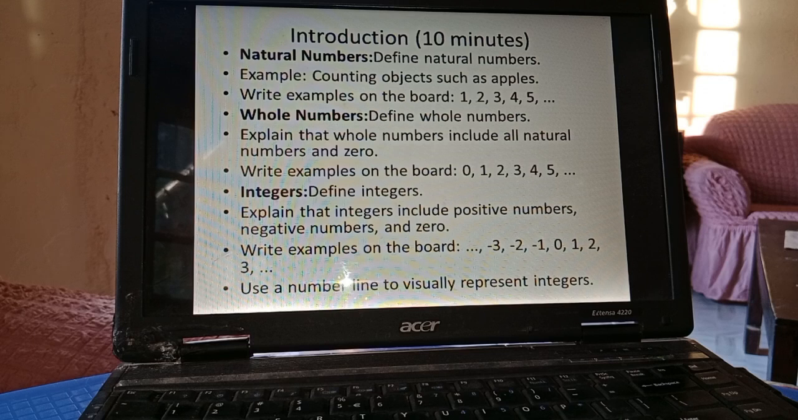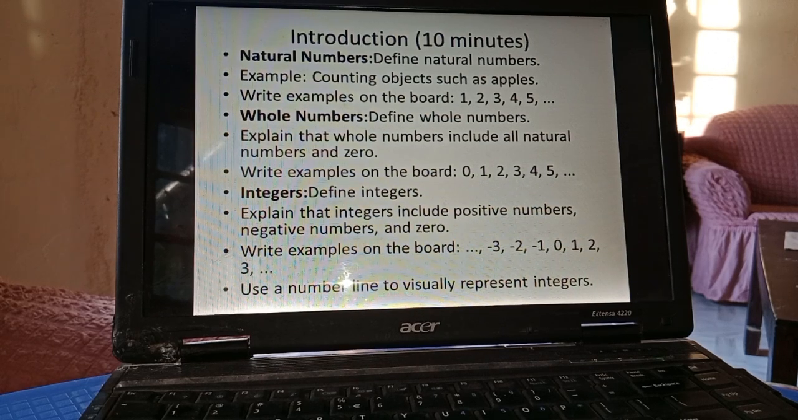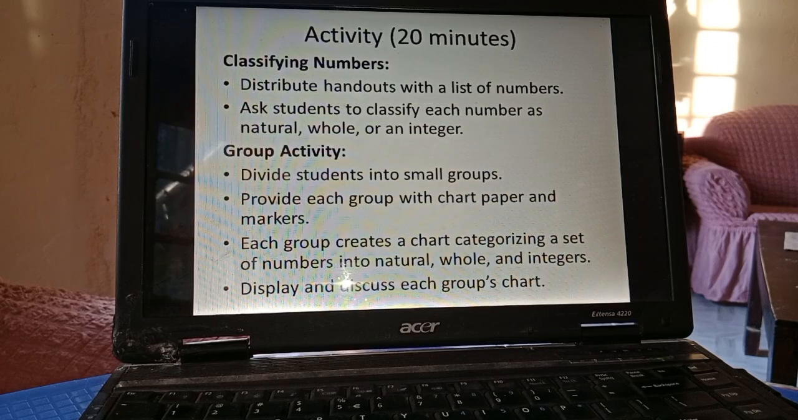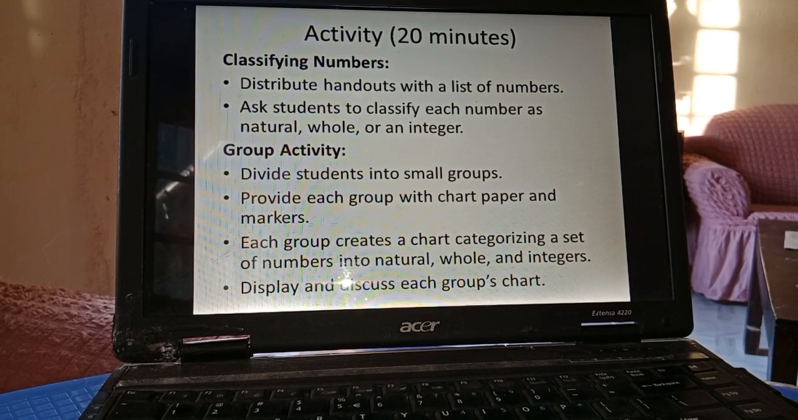Define integers. Explain that integers include positive numbers, negative numbers, and 0. Write examples on the board. Use a number line to visually represent the integers. Activity, 20 minutes, classifying numbers. Distribute handouts with a list of numbers. Ask students to classify each number as natural, whole, or integer.